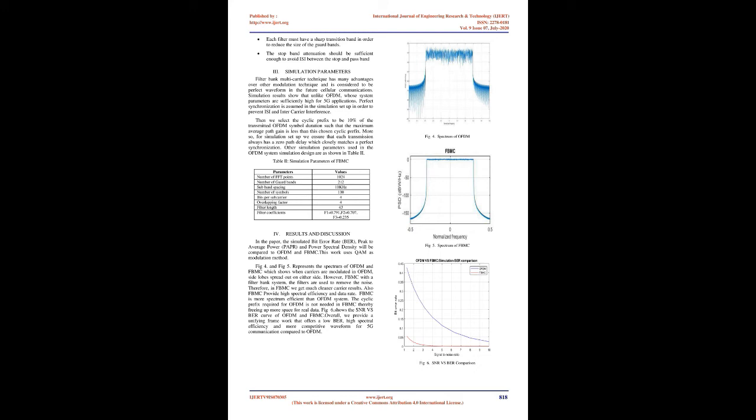Prototype filter design criteria are: each filter should have a flat passband over the subcarriers in the subband. Each filter must have a sharp transition band in order to reduce the size of the guard bands. The stop band attenuation should be sufficient to avoid ISI between the stop band and pass band.